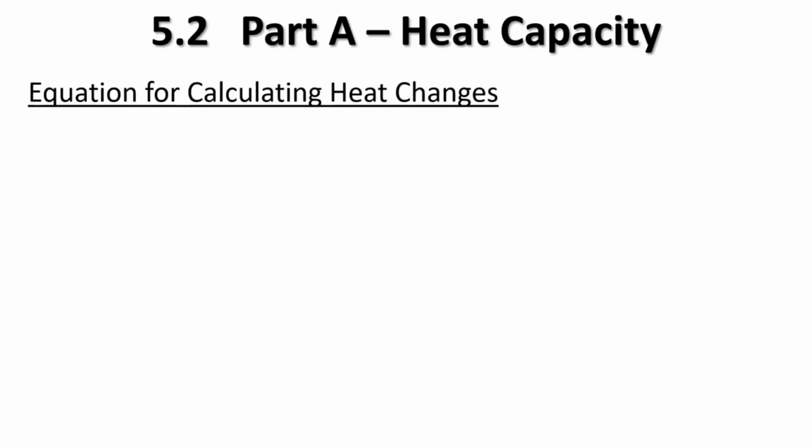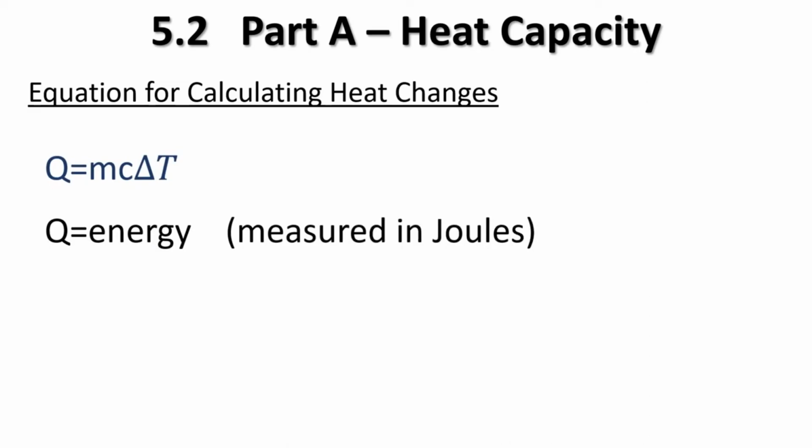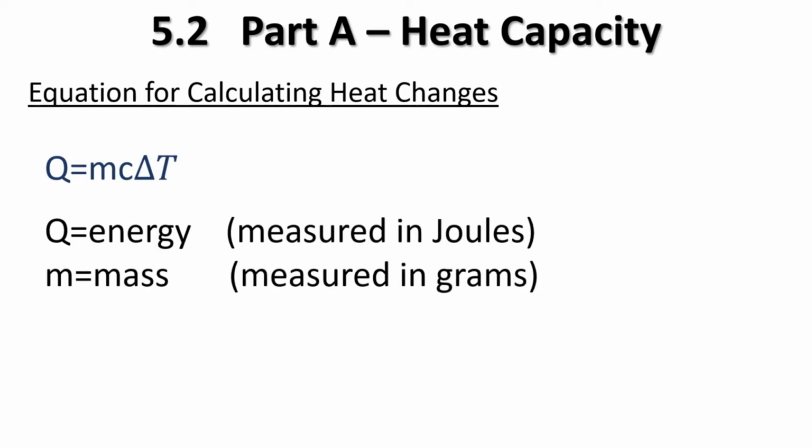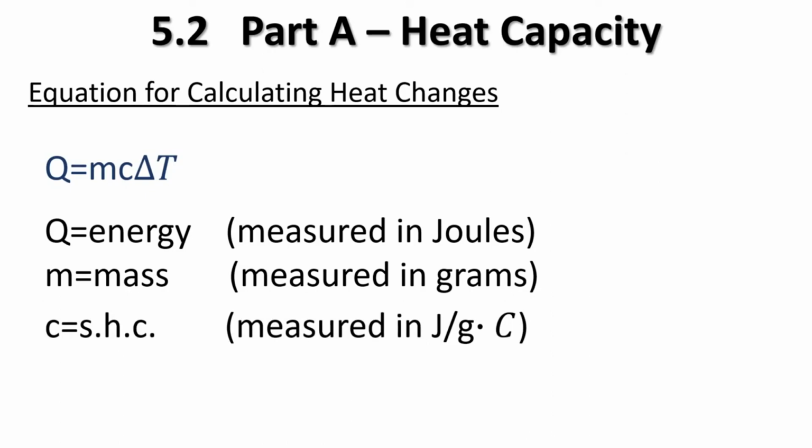So we have an equation to help us calculate this. Q equals mc delta T. So to define all our variables, Q is energy that is measured in joules. M is mass that needs to be measured in grams. If you have something in kilograms, you need to convert. C is the specific heat capacity, the aforementioned one. And we have a delta T, which is equal to our second temperature minus our first temperature.